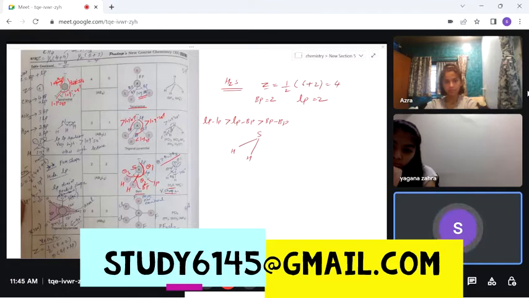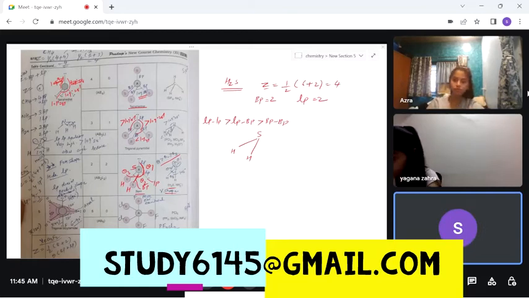If you want, you can just mark it a little in your textbook, because I think I have given that in the notes as well. Afterwards you can copy. So why did the shape change? The shape changed because of the lone pairs. Okay?